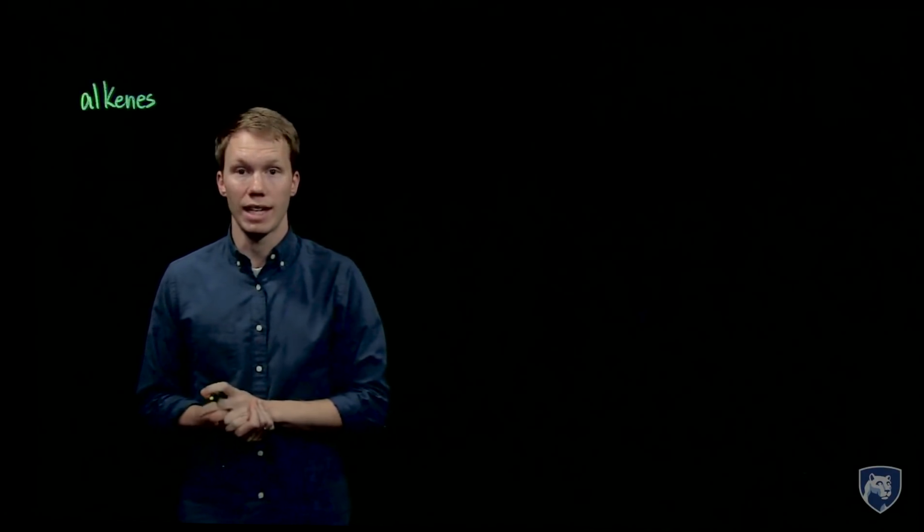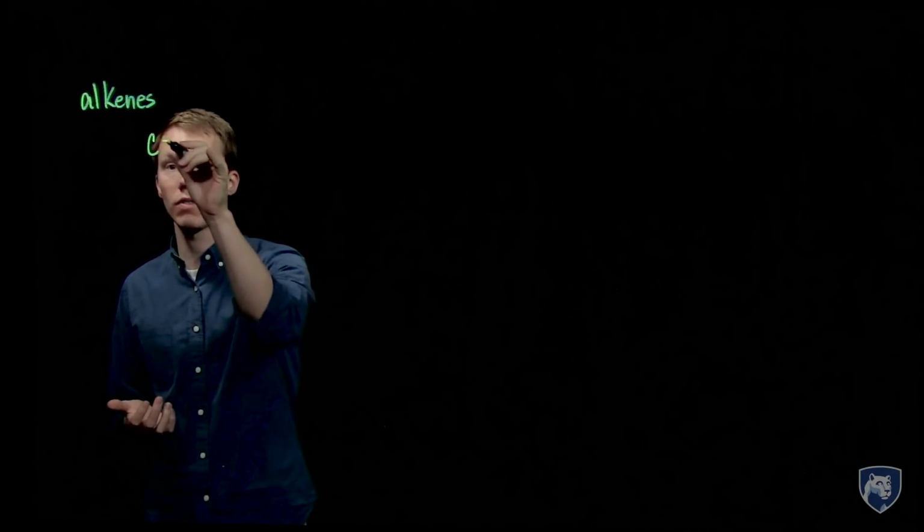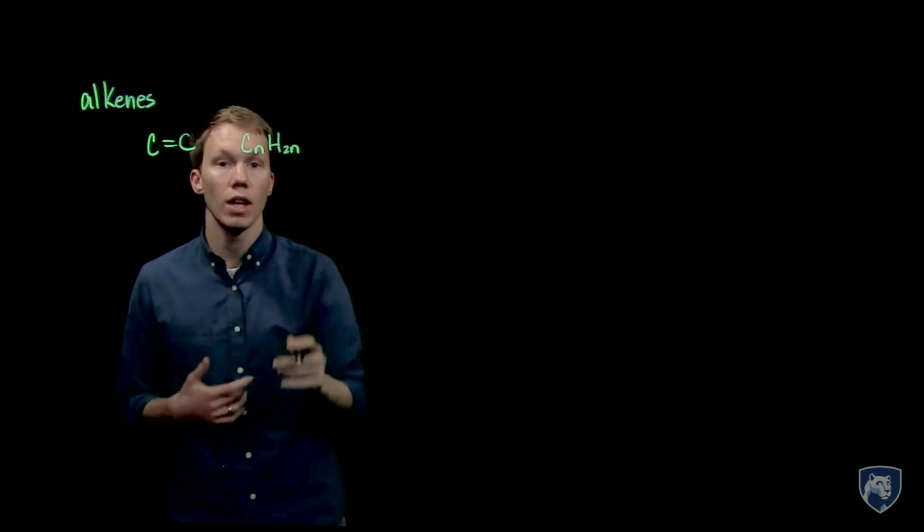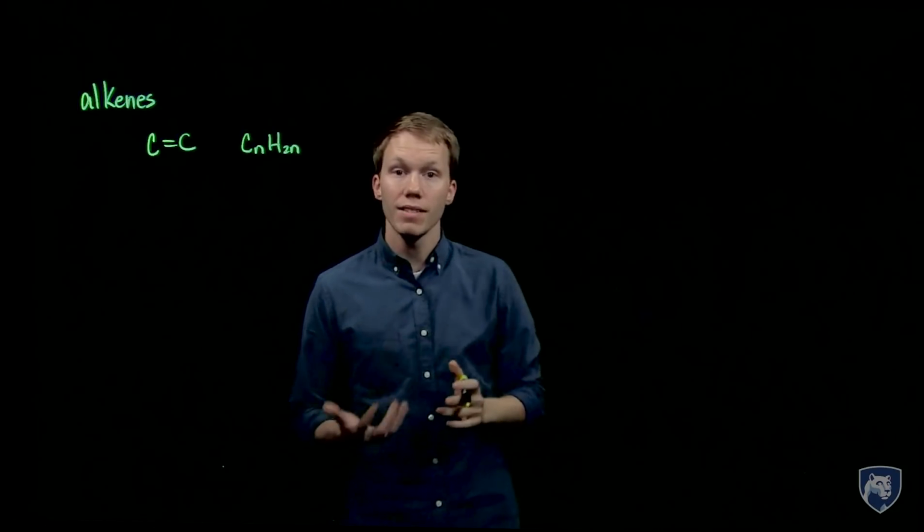Next, let's look at the alkene. Alkenes consist of carbon-carbon double bonds and have the general formula CnH2n. Note that this formula is the same as the cycloalkane.